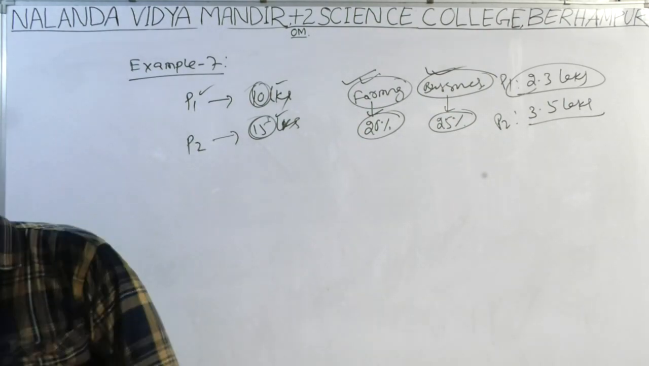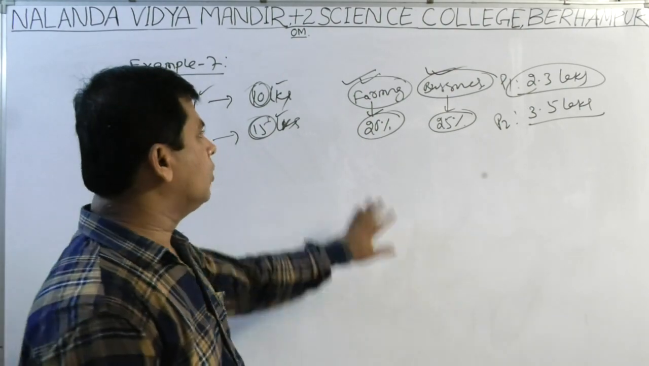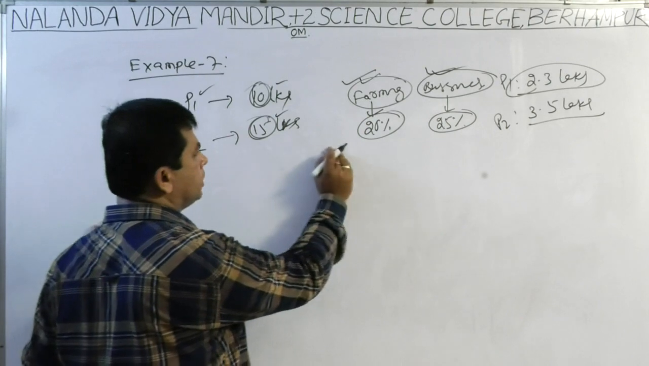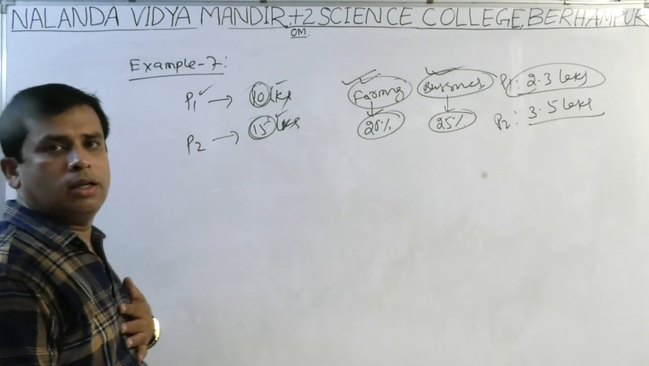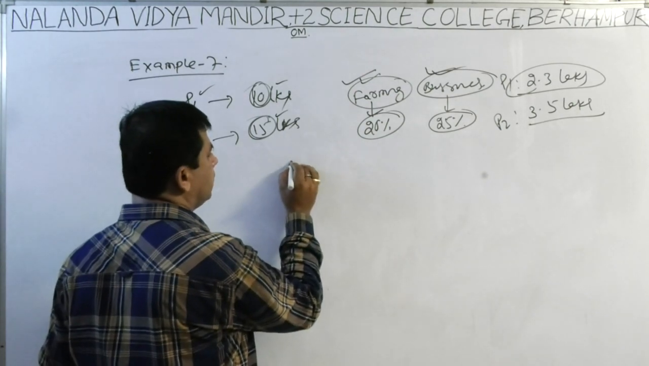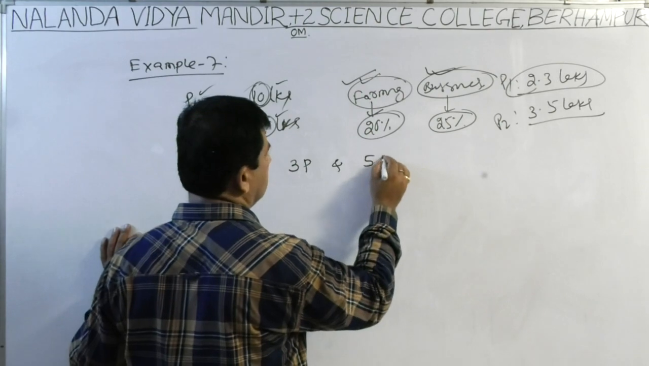So if we calculate this by matrix form, before we go to this, we take an example. We have purchased 3 pens and 5 pencils.